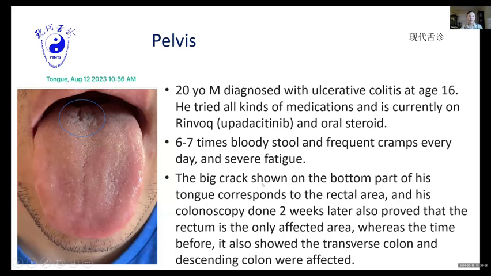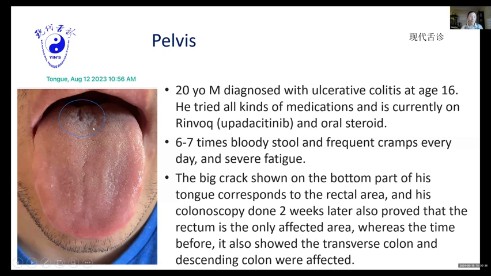This is a 20-year-old boy. He was diagnosed with ulcerative colitis at age 16. He tried all kinds of medicine. Currently, he is on an immunosuppressor and also an oral steroid. He had 6 to 7 bloody stools and also cramps every day, and he was very tired. You see there's a big crack on the bottom part of the tongue. This corresponds to the rectal area.